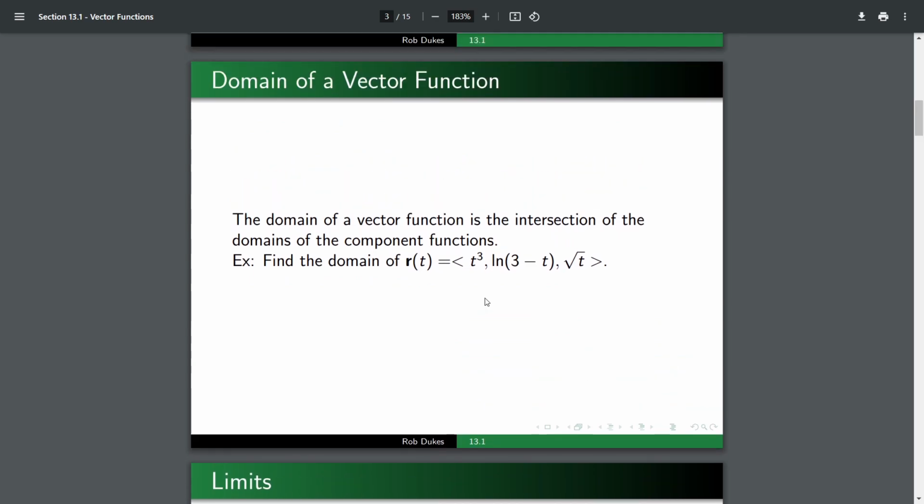So we can say the domain is just the intersection of the domains of the component functions. The idea there being, if one of the 3 parts is undefined, then the whole thing is undefined. You have to have all 3 of them defined. So let's find the domain of this function: t cubed, natural log of 3 minus t, square root of t.